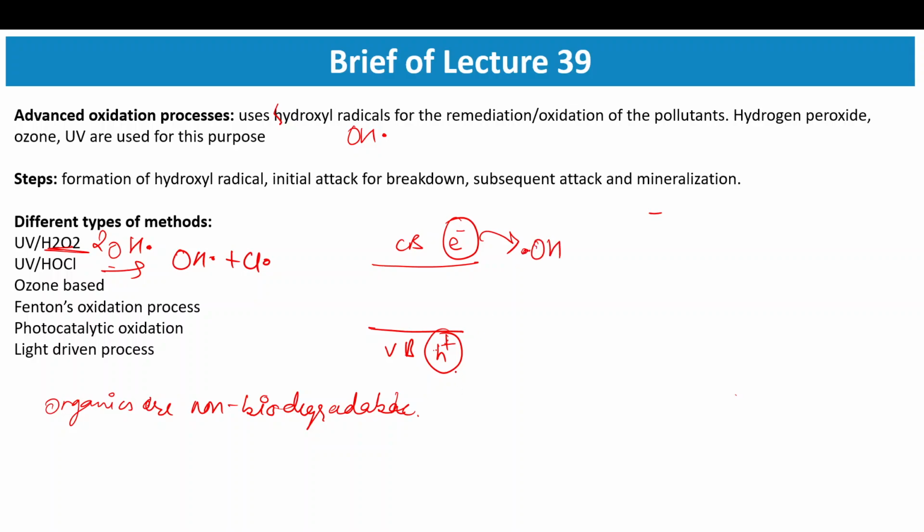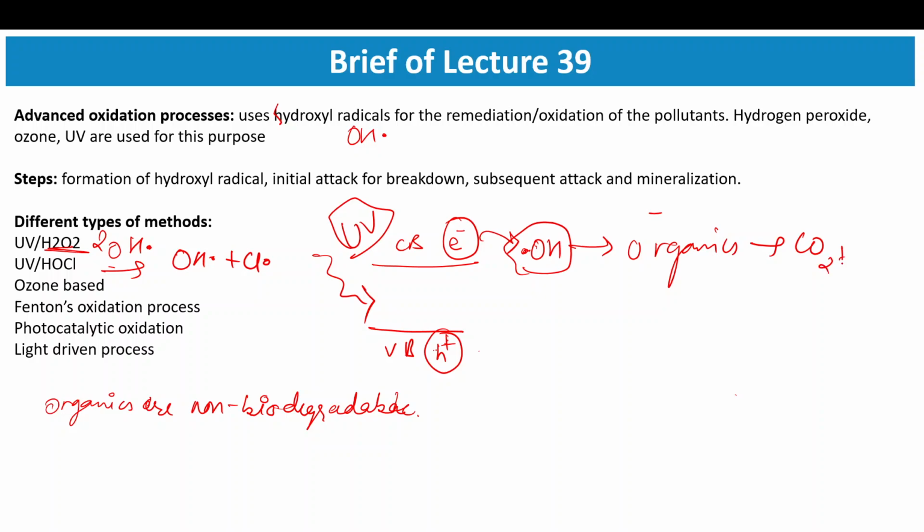Now for this transfer of electron into the conduction band, you require UV radiation because it has high energy, which is sufficient for the transfer of electron from valence to conduction band. And then this hydroxyl radical further acts upon organics to form CO2 and H2O, right? So this is how the oxidation process occurs in the case of photocatalytic oxidation.